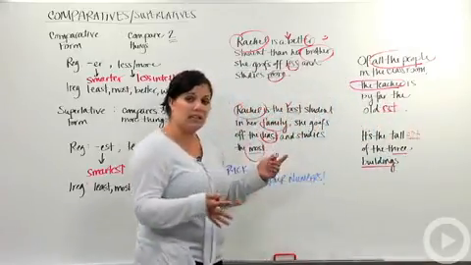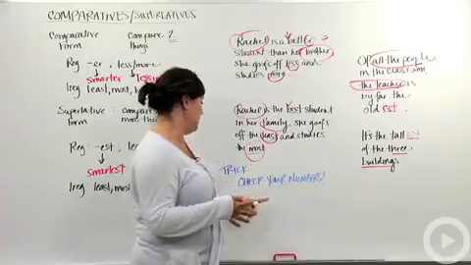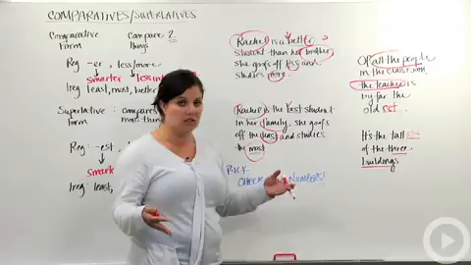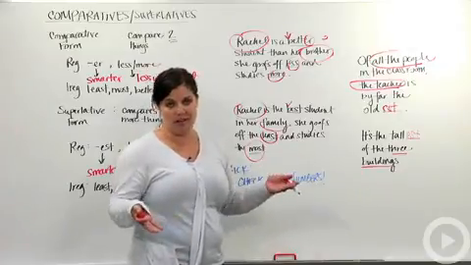So basically, to remember your comparative and superlatives, the big trick is to check your numbers. Always go back, figure out how many things are being compared, and then from there you can make the best decision.